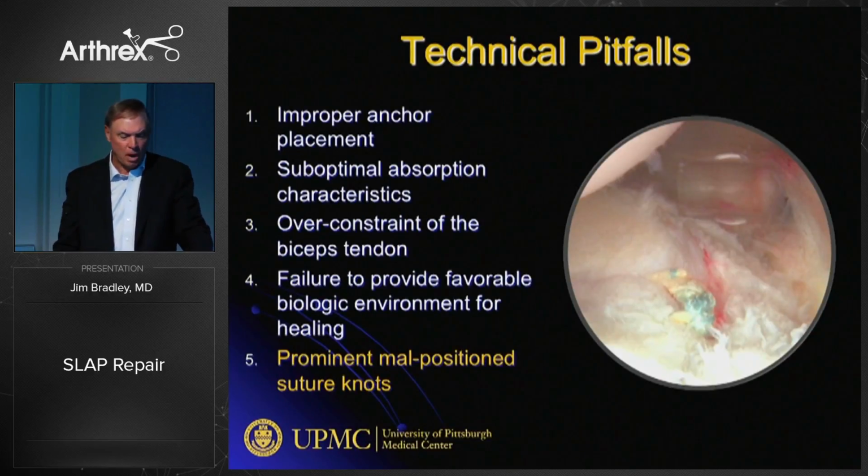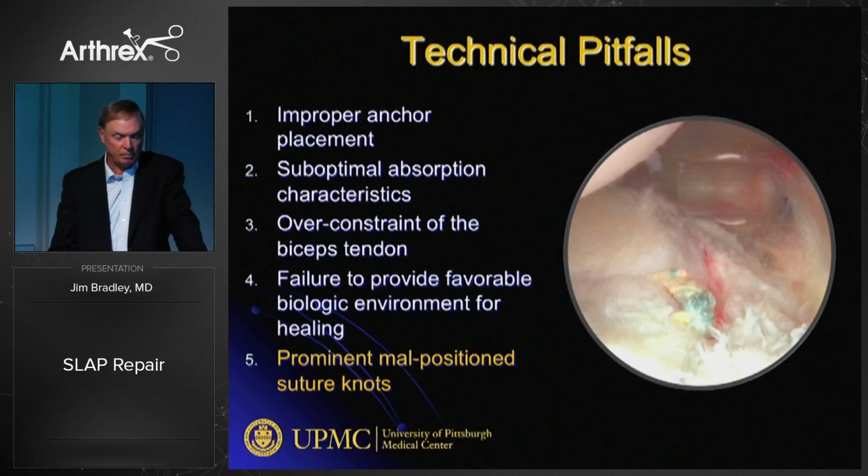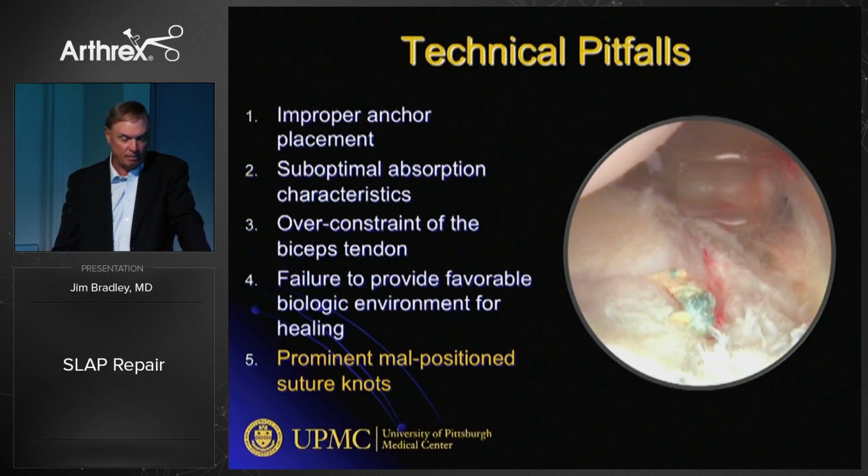Technical pitfalls, there's improper anchor placement. There's suboptimal absorption characteristics of the anchor that you choose. There's an overconstraint of the biceps tendon. There's failure to provide favorable biologic healing. And then there's the persistent prominent malpositioned suture knots, as you see in this picture.